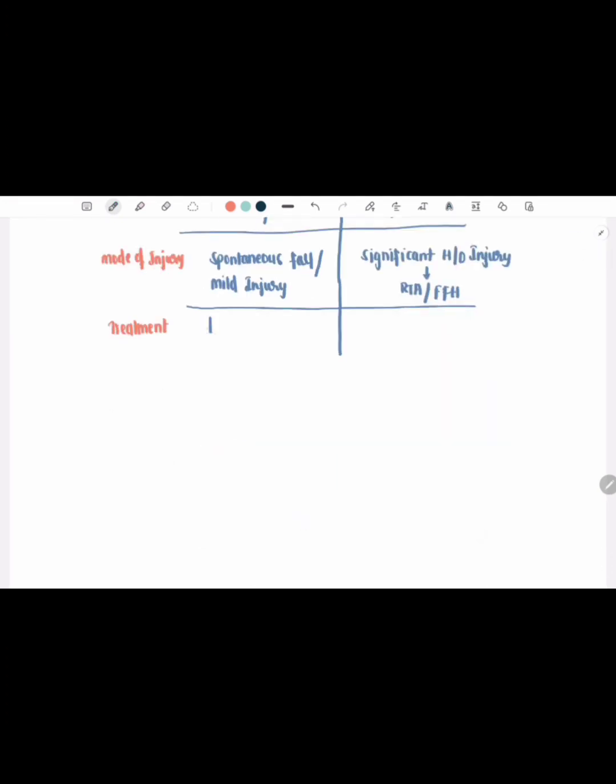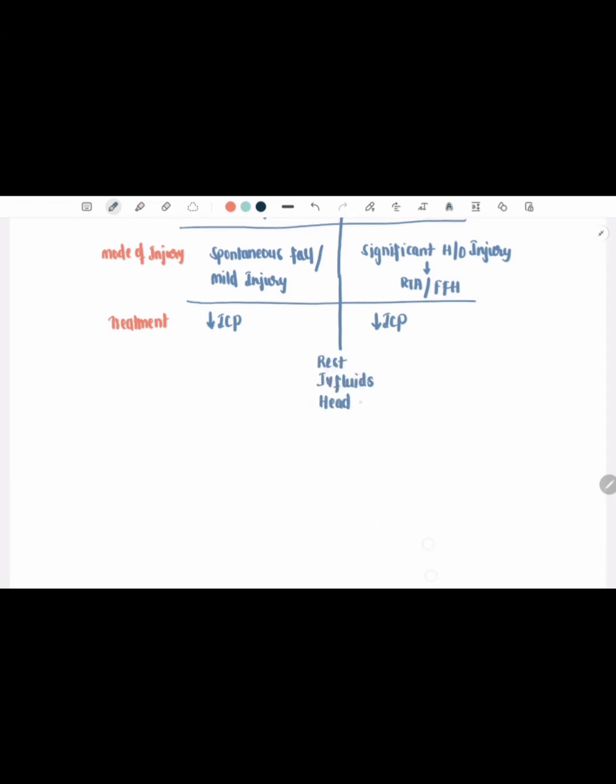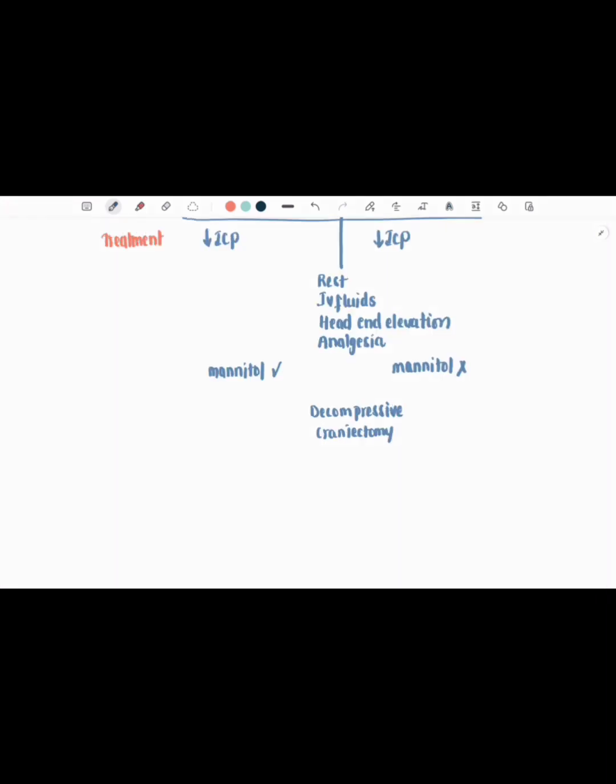Coming to treatment, it is mainly focused upon decreasing intracranial pressure. Measures such as giving rest to the patient, head end elevation, pain relief. Mannitol can be used in the case of SDH and it is contraindicated in the case of EDH. And the ultimate resort is decompressive craniectomy if the patient presented with midline shift and is not improving with conservative management.